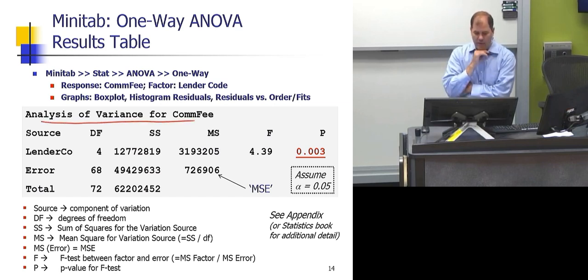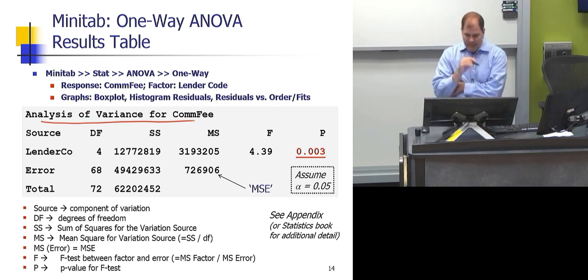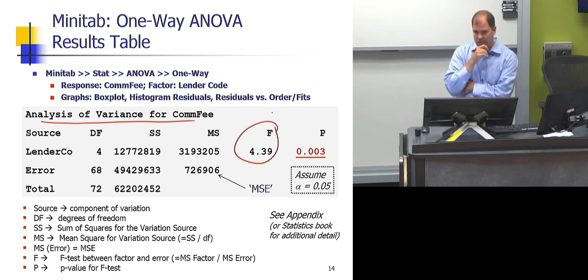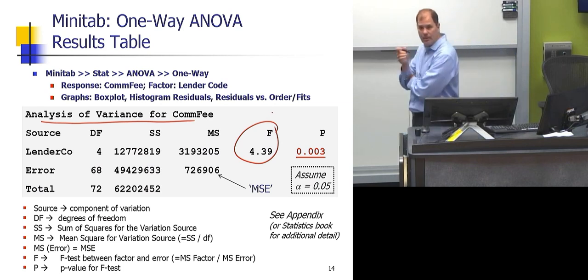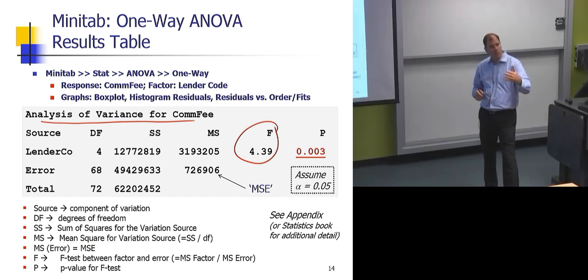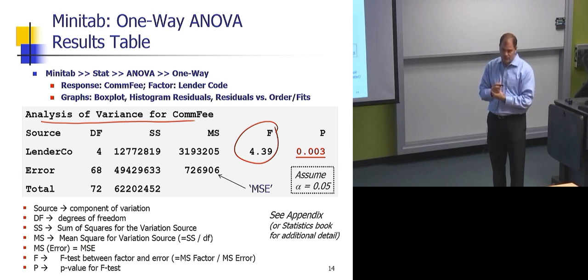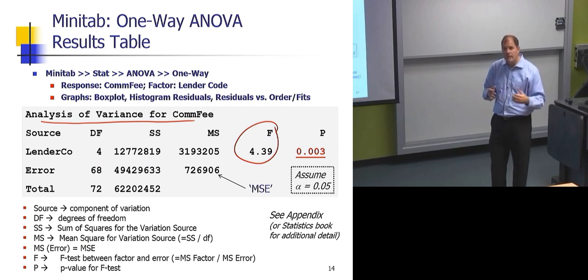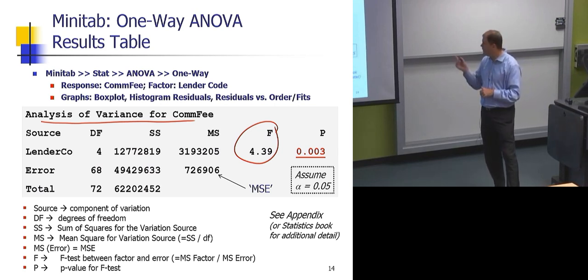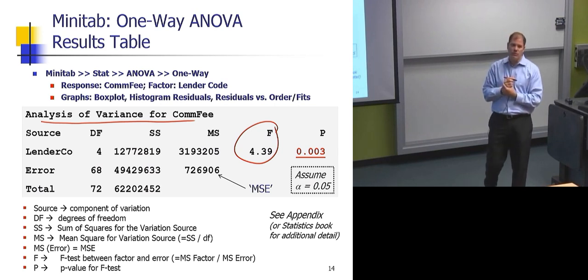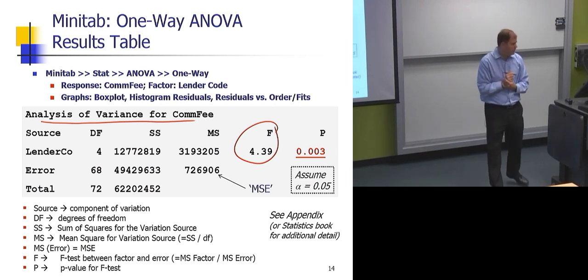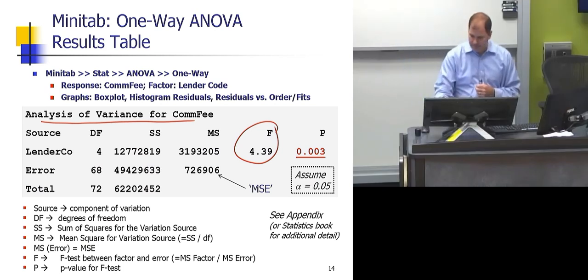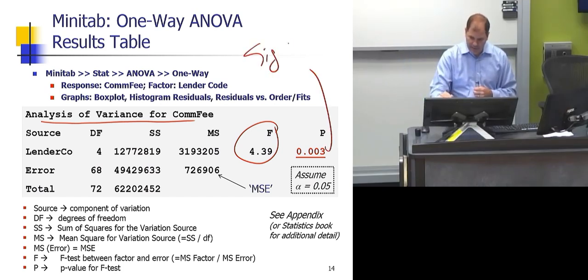Minitab will give us a one-way ANOVA table. This table has an F statistic. This F statistic is going to be a comparison of between group variance and within group variance. When this number gets further and further away from 1, then we'll get lower p-values. In this case, we get a p-value of 0.003. This is clearly significant. So we have a significant difference. We're going to reject the H0.